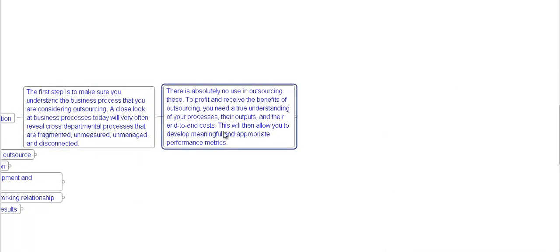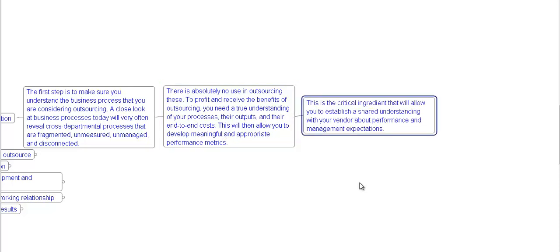There is absolutely no use in outsourcing these. To profit and receive the benefits of outsourcing, you need a true understanding of your processes, their outputs, and their end-to-end costs. This will then allow you to develop meaningful and appropriate performance metrics. This is a critical ingredient that allows you to establish a shared understanding with your vendor about performance and management expectations.